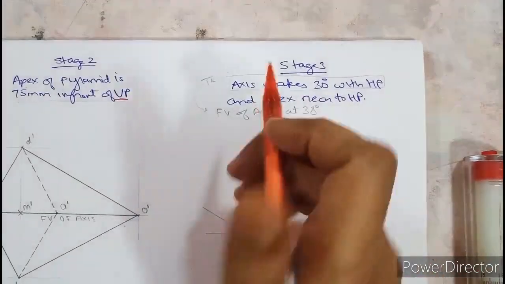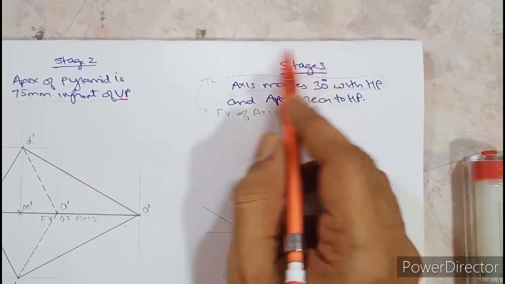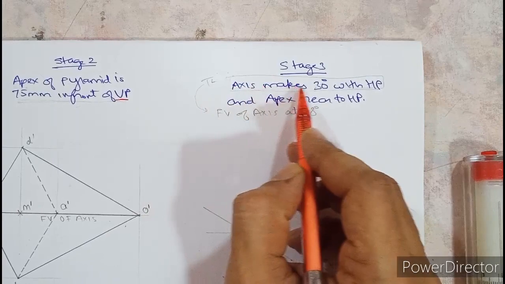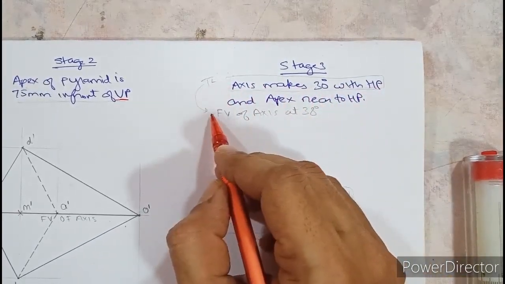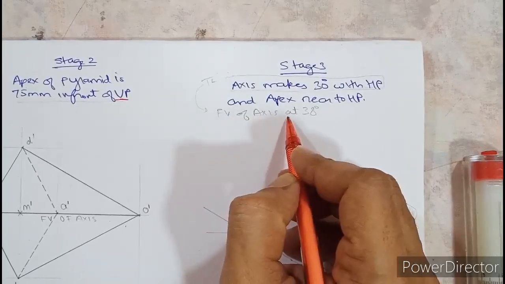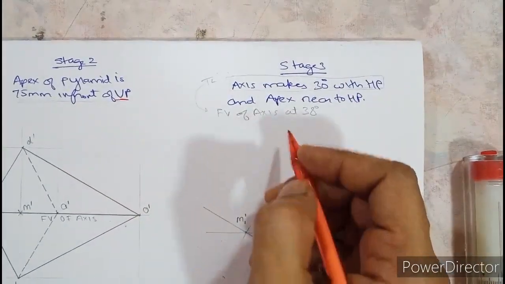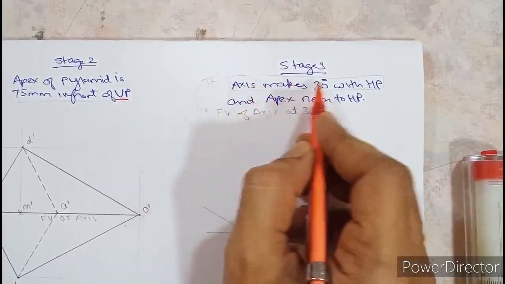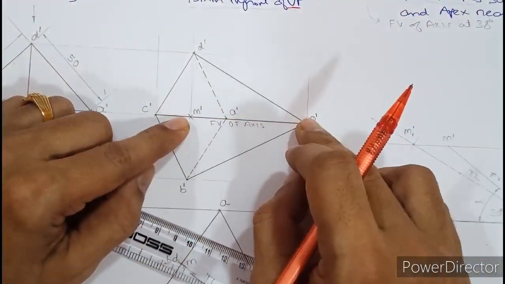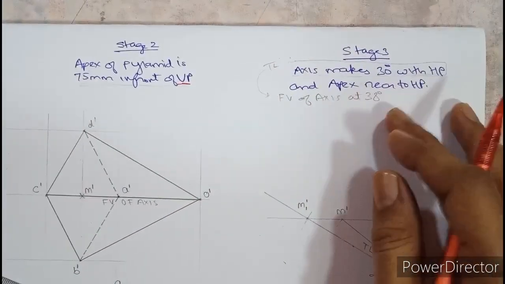So concluding this new fundamental, I would like to say that whenever in the third stage the true length of the axis makes 30 with HP is asked, you need to find out what the front view of the axis will be inclined at. So you need to find that angle by the concept of lines. But sometimes in the last stage they will directly mention that the front view of the axis makes 30 with HP. Then directly you need to tilt this O dash M dash front view at 30 degree, nothing to worry. So these are the two concepts I wanted to highlight.